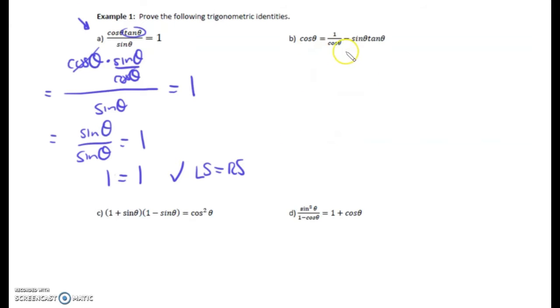B. Again, start with the more complicated side. I'm going to say the more complicated side is the right-hand side. So I'm not even going to write out cos theta. I'm just going to start with the right-hand side here. So let's go 1 over cos theta, and I'm going to sub in sine over cos for tan. So I have sine theta times sine theta over cos theta. So I get 1 over cos theta minus sine squared theta over cos theta.